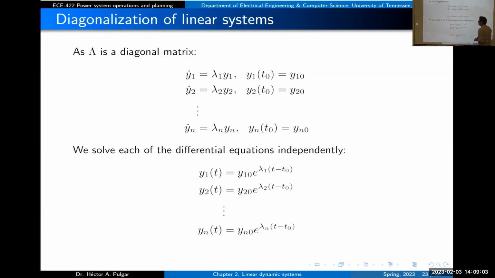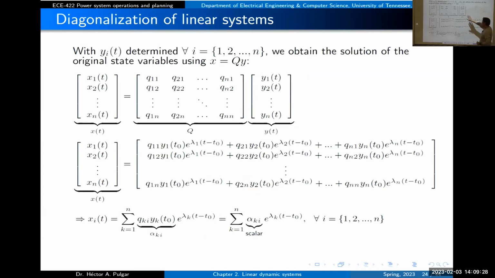So the solution for that equation is nothing else than this. At time t0, the exponential of lambda 1 multiplied by 0 is just 1. So the state variable will start at the initial condition. Okay? And the same thing we obtain for the second and the last variable.